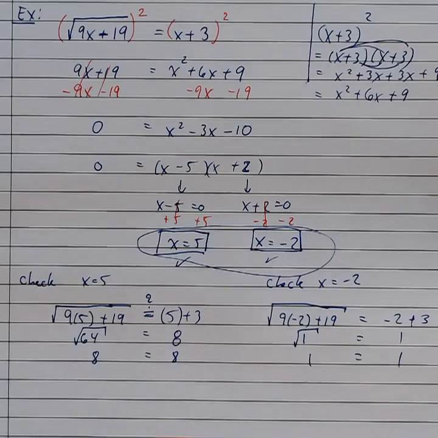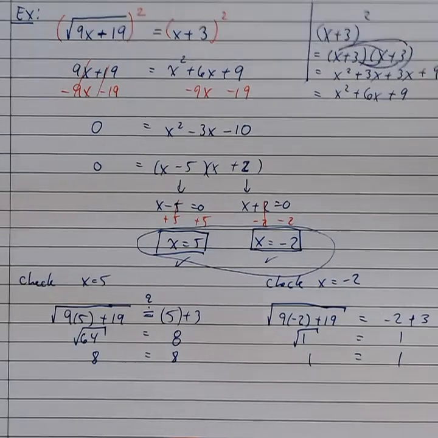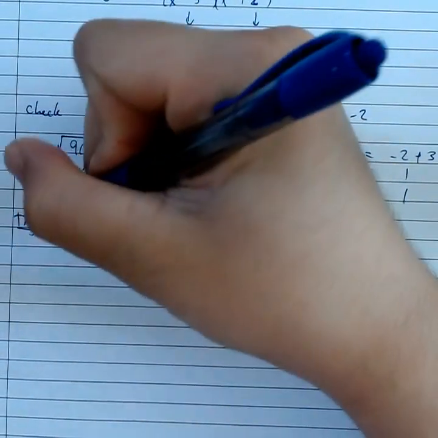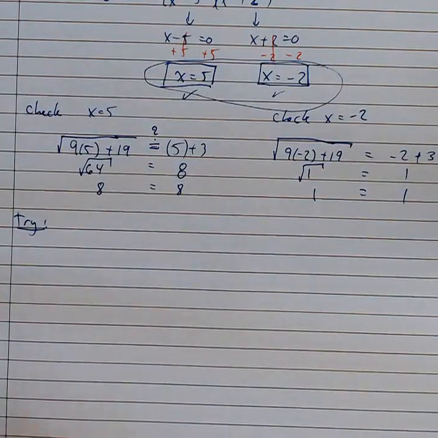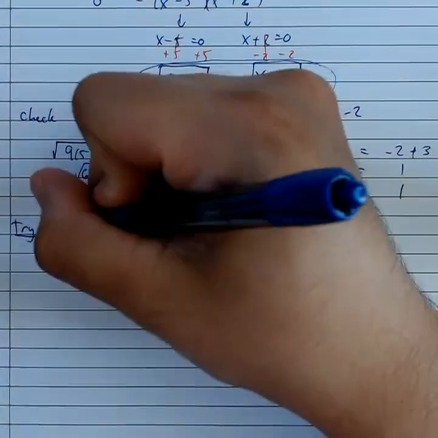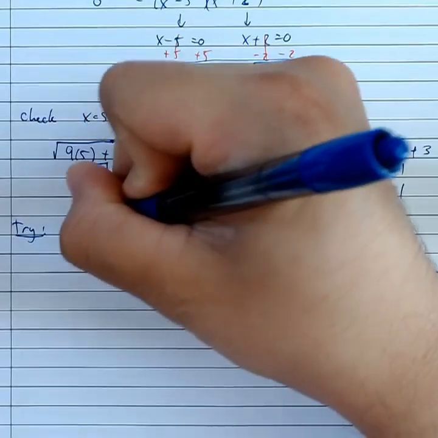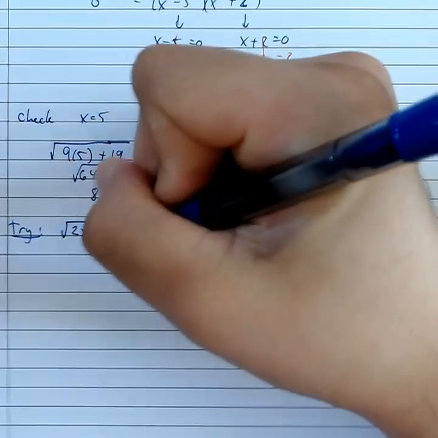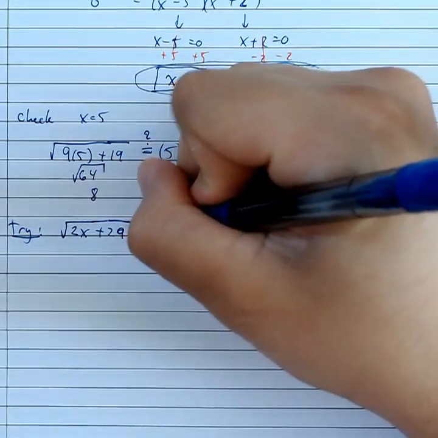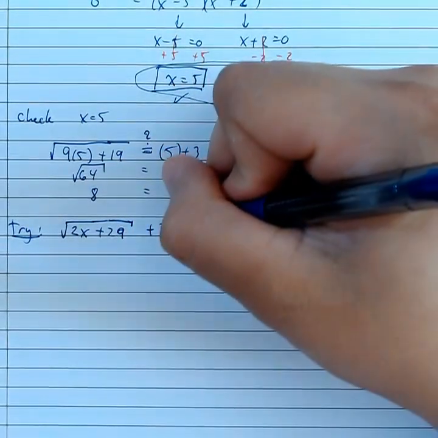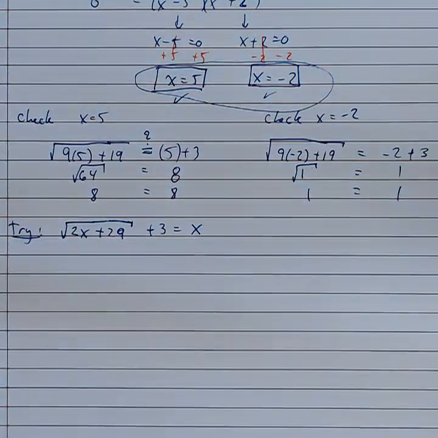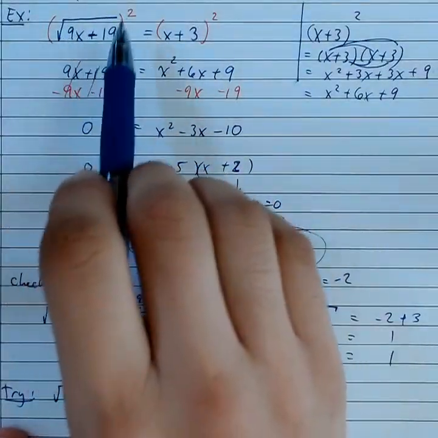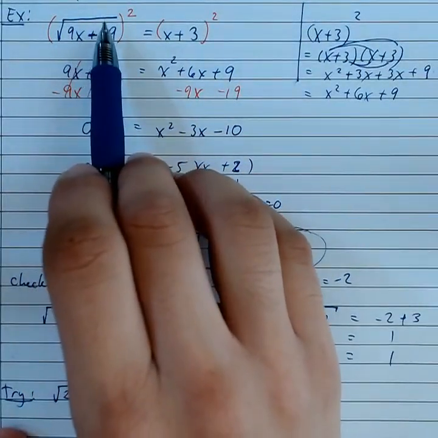Now, before we go on to a more complicated one, go ahead and give this one a try. Go ahead and solve the equation: square root of 2x plus 29, and then outside of the radical we're going to have a plus 3 is equal to x. Just like that. Note that for you to be able to square both sides of the equation and for it to make a difference, you need to have the radical by itself.